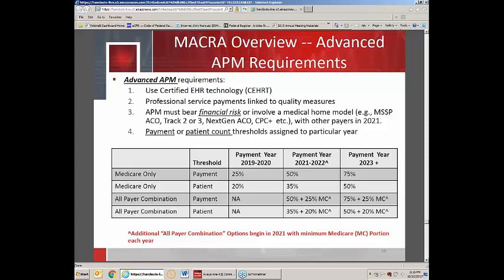So the hospital will get the money for the patient for an episode of care, and they'll have to distribute it amongst their ACO for whatever services they provide. And then they'll start to phase in other payers in 2021. And in order to participate also, you have to meet certain payment or patient count thresholds that are assigned every year, which are listed here. And again, as you'll see, in 2021 all-payer combination thresholds come into play.